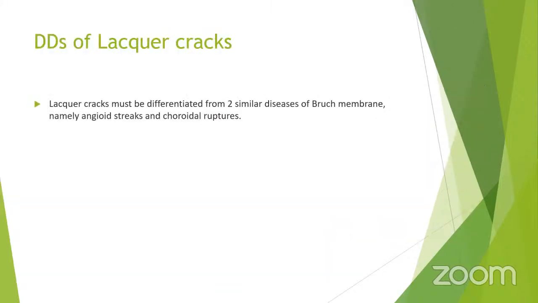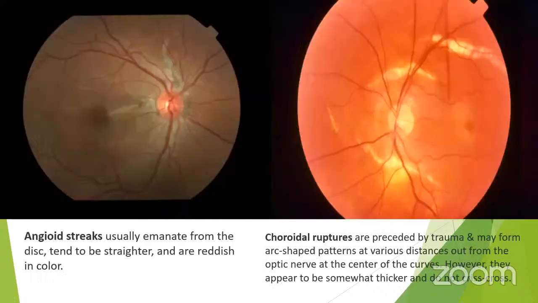Lacquer cracks should be differentiated from two similar diseases of the Bruch's membrane, namely angioid streaks and choroidal ruptures. So angioid streaks usually emanate from the disc and tend to be straighter and are reddish in color, whereas choroidal ruptures are preceded by trauma and may form arc-shaped patterns at various distances out from the optic nerve, at the center of the curves. However, they appear to be somewhat thicker and do not crisscross.